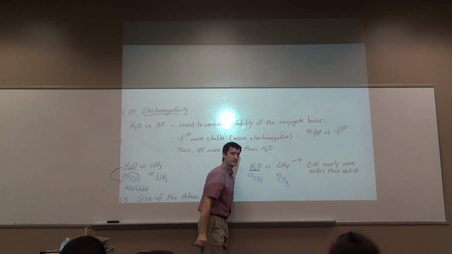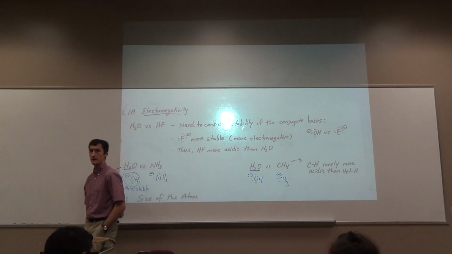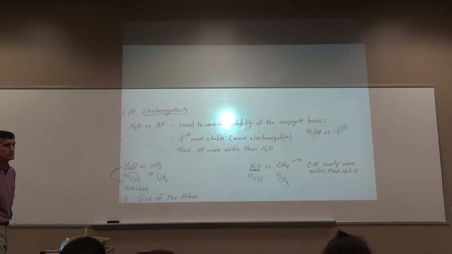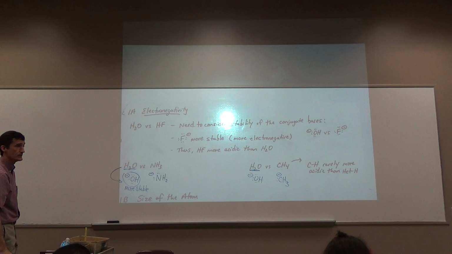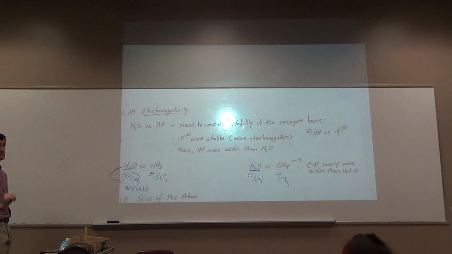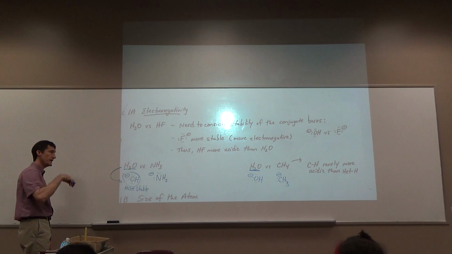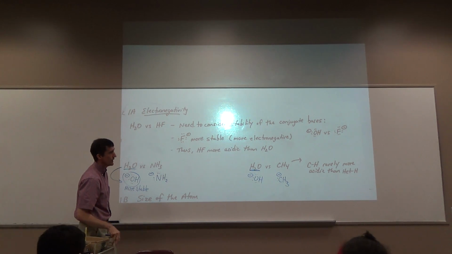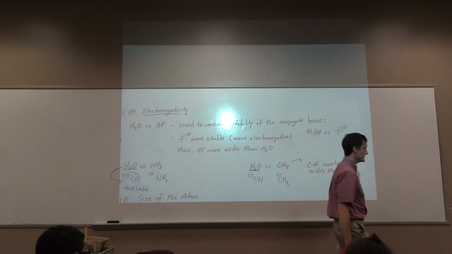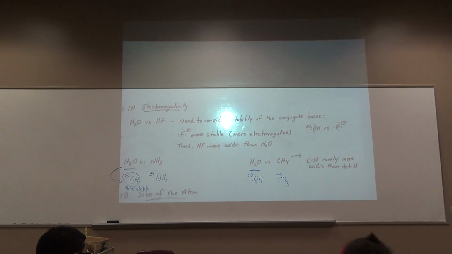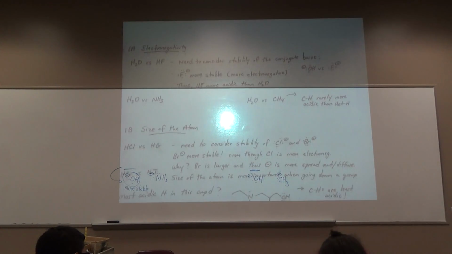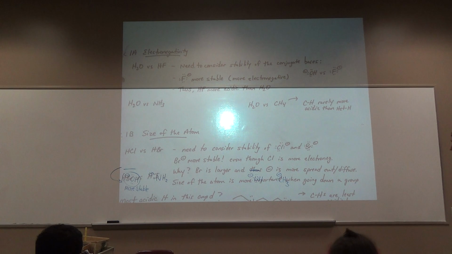Rarely do you want to make a C minus. It's very difficult. We will see C minus. That methane is not eager to become minus. Okay? Carbon is not that electronegative compared to oxygen. CH is rarely going to be acidic. Okay. Now 1b is size of the atom.